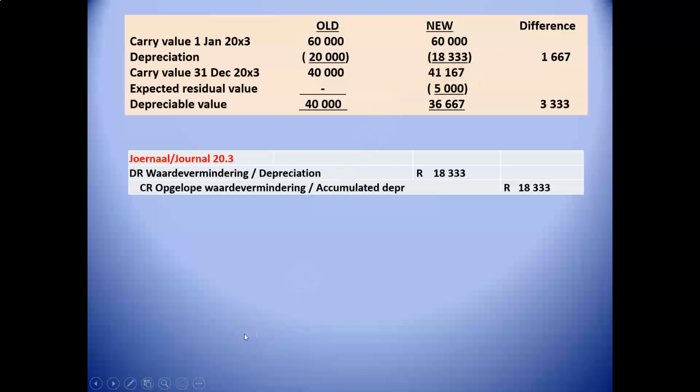So if I've done my IAS 16 note, I've asked you to do that note with a change in estimate. Nothing is going to change with my cost price. The change is going to be affected in my accumulated depreciation and my depreciation charge for the current year. Good, let's have a look at the disclosure now.